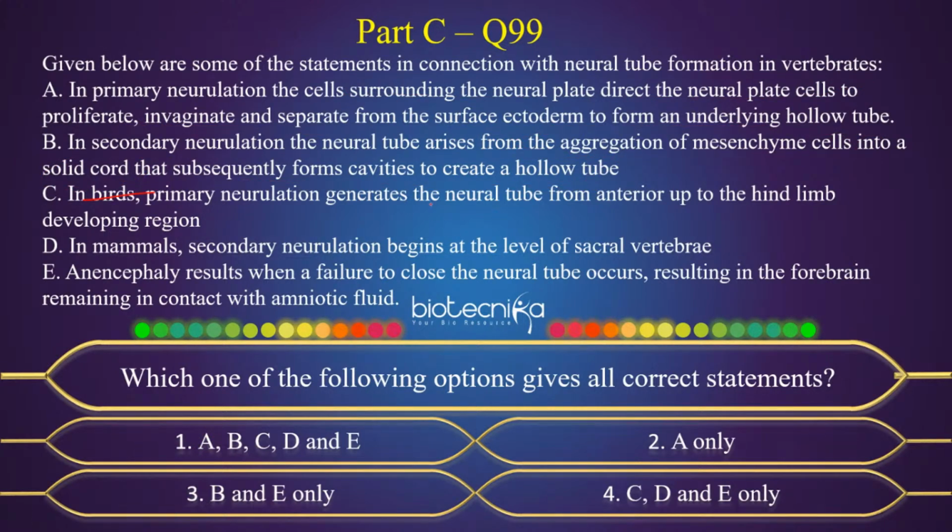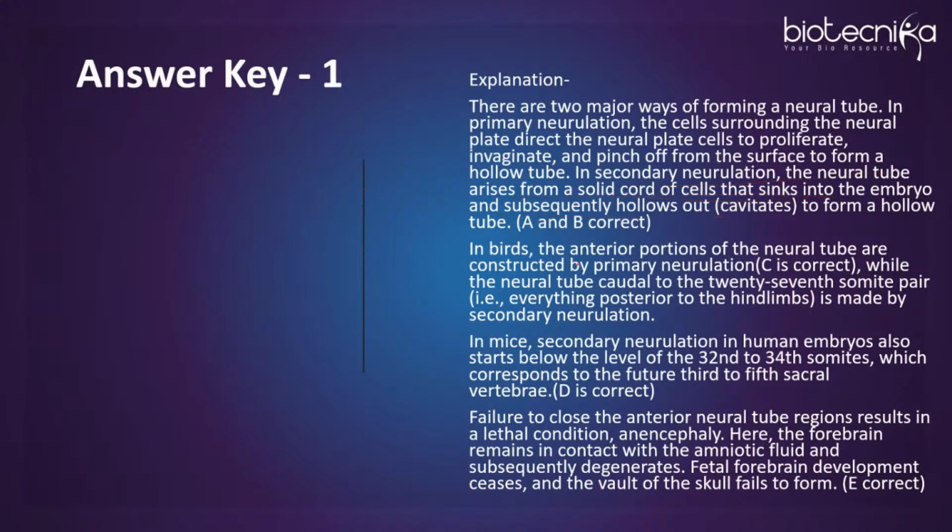In birds, the neural tube arises from the anterior tip up to the hind limb developing region. That is, primary neurulation is up to some mark. In mammals, primary neurulation is up to the sacral vertebrae, and beyond that, from the level of the sacral vertebrae, secondary neurulation begins. In birds, the anterior portion of the neural tube is constructed by primary neurulation, while the neural tube caudal to 27 somites is made by secondary. Somites are segmented levels in the vertebrate body, of mesenchymal type cells. Everything posterior to the hind limb is made by secondary neurulation.